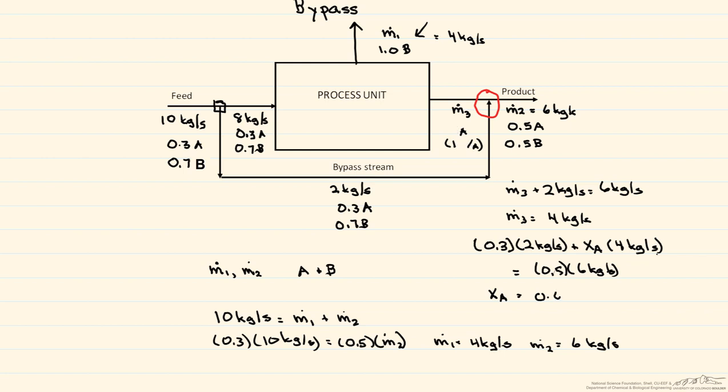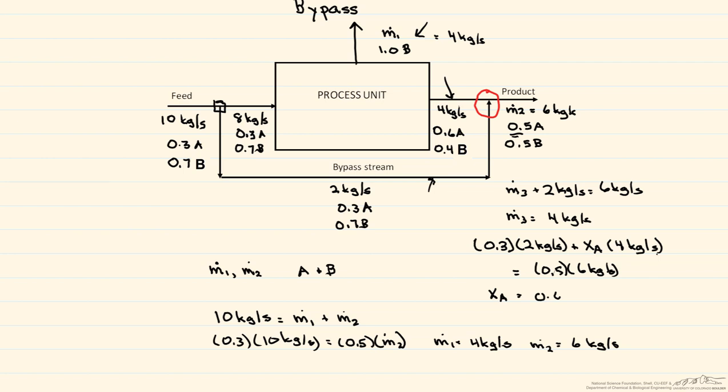So now we can replace this right here, that our M3 here is 4 kilograms per second, and we know that it's 0.6 A and 0.4 B. And let's see if that makes sense. So if we have one stream here that's 30% A, one stream here that's 60% A, the final composition should be somewhere in between there. So you can see this is just a general material balance.